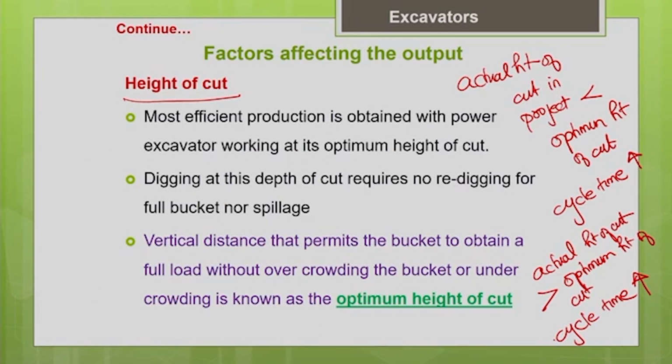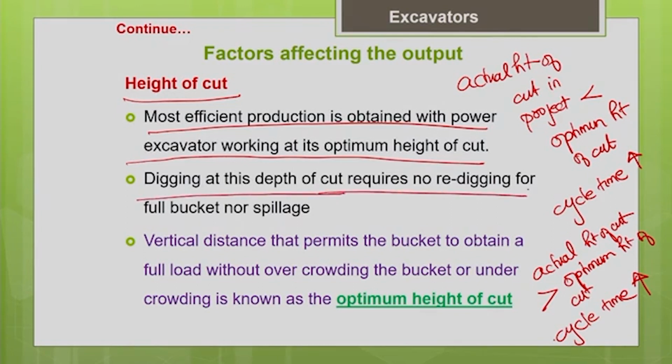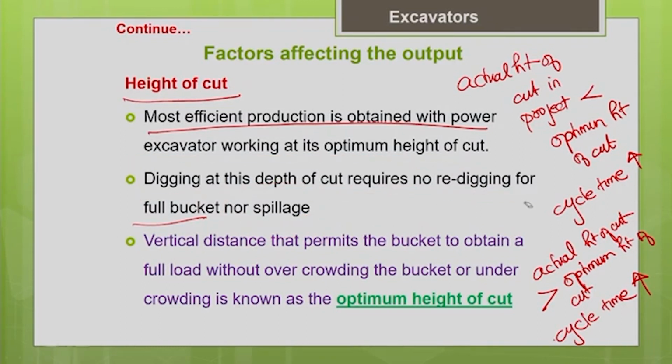The most efficient production is obtained with the power excavator working at its optimum height of cut. Digging at this depth of cut requires no redigging for a full bucket, nor spillage. That means when the actual height of cut of material in your project site is equal to the optimum height of cut needed for the machine, you can fill the bucket in a shorter sweep. There is no need for redigging again to fill the bucket, and there won't be spillage also. All these things will improve your productivity of the machine.